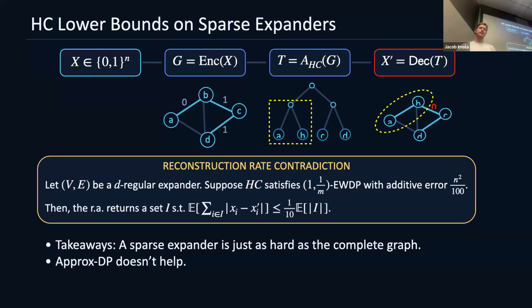So the takeaway is that a sparse expander is just as hard as the complete graph. We showed the exact n squared over epsilon lower bound. Here I used epsilon being a constant, but you can use group privacy again to show it's n squared over epsilon. And also we know that approximate differential privacy won't help, because the previous lower bound only was pure differential privacy.